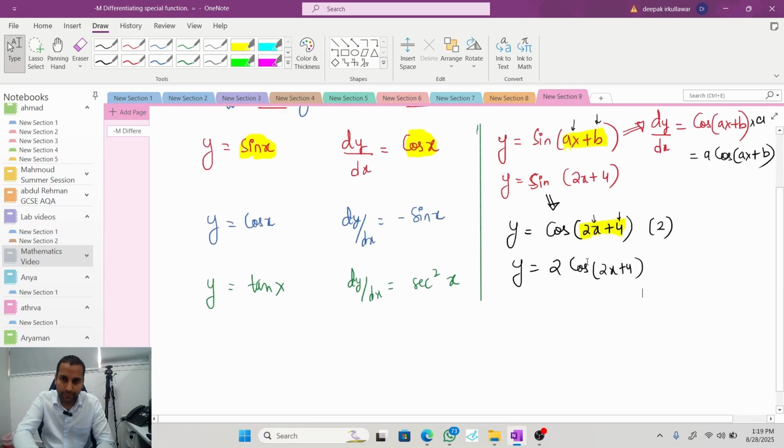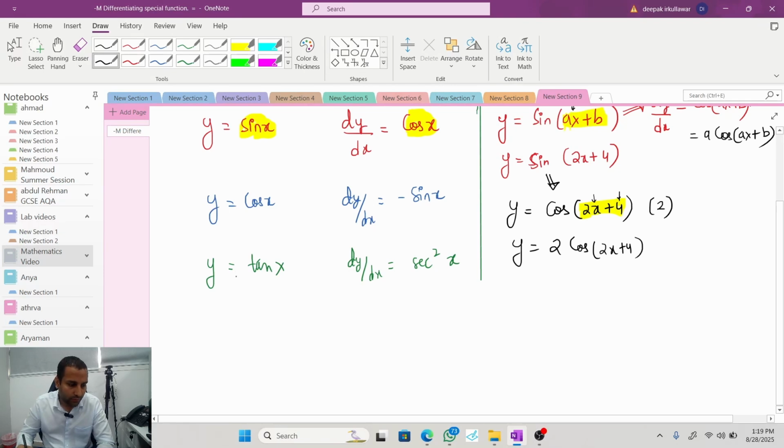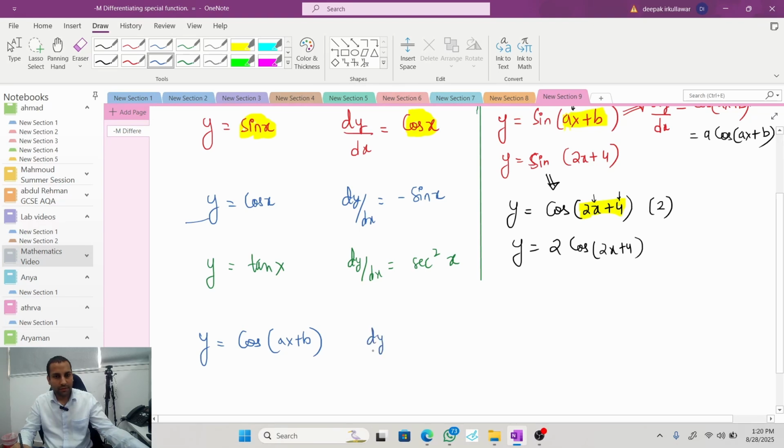These are really basic. Now suppose you have y is equal to cos ax plus b for the second one. When you have this, what is the differentiation of cos x? It is negative sin x, that is minus sin ax plus b, and then you need to differentiate this inside part, which is nothing but a. So your final answer is minus a sin ax plus b.